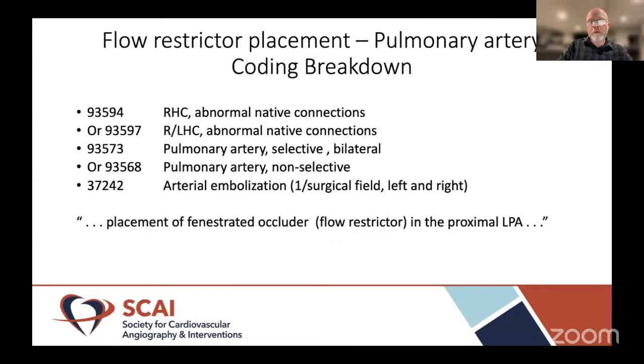And then any other images you did in the positioning and siting for the device placement, keep in mind that those are involved with the embolization, quote unquote, or the occlusion. But do not short yourself, and make sure you do code for the diagnostic images you perform of the pulmonary arteries to help you with those. On the 37242, that's per surgical field. So you can do that code twice, one for each field: one on the right side of the chest and one on the left side of the chest.